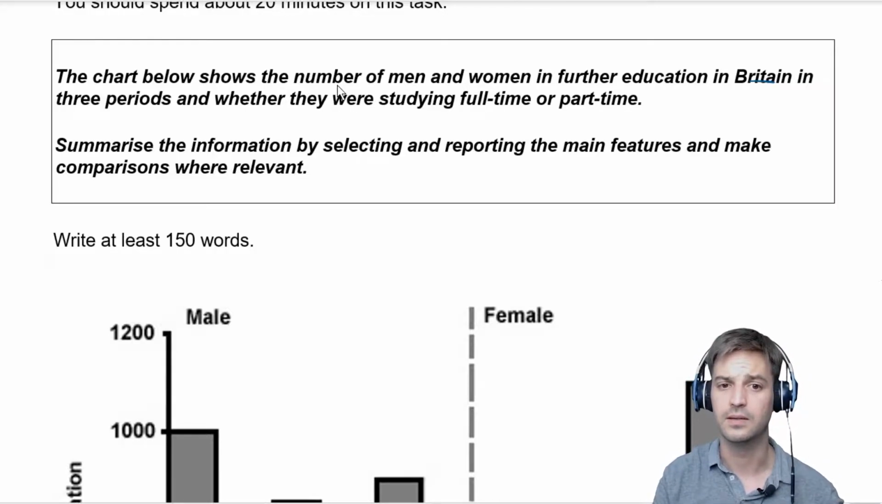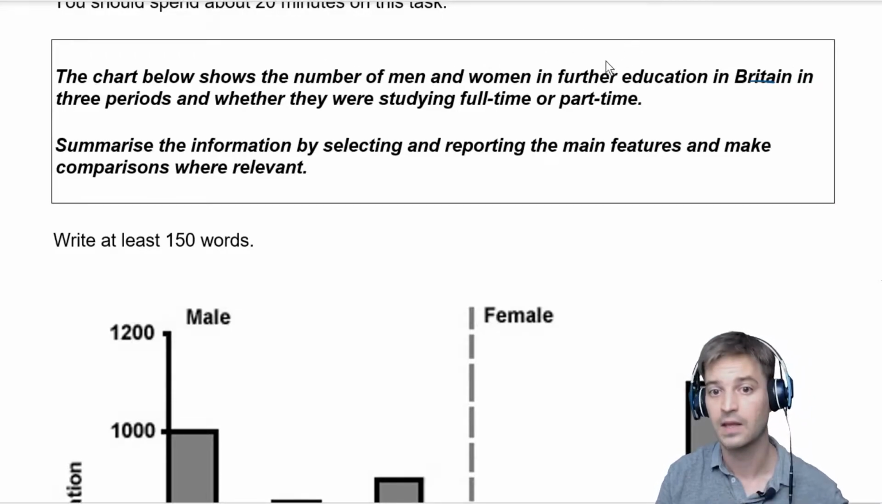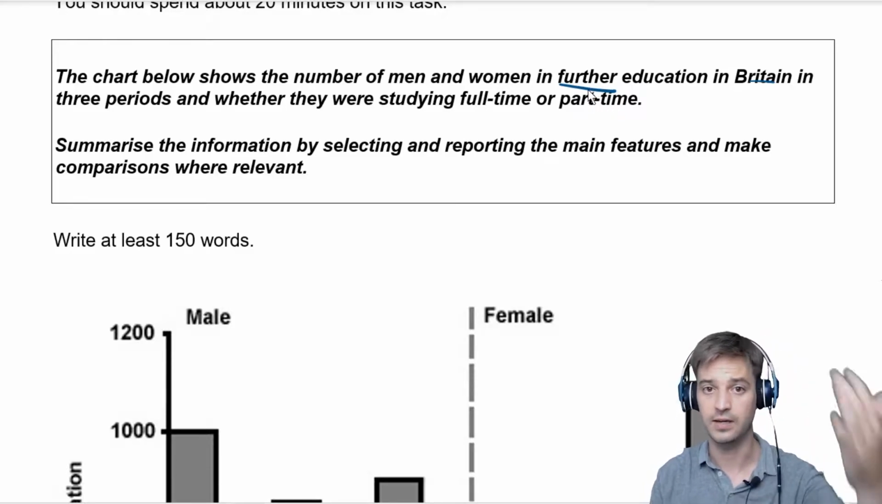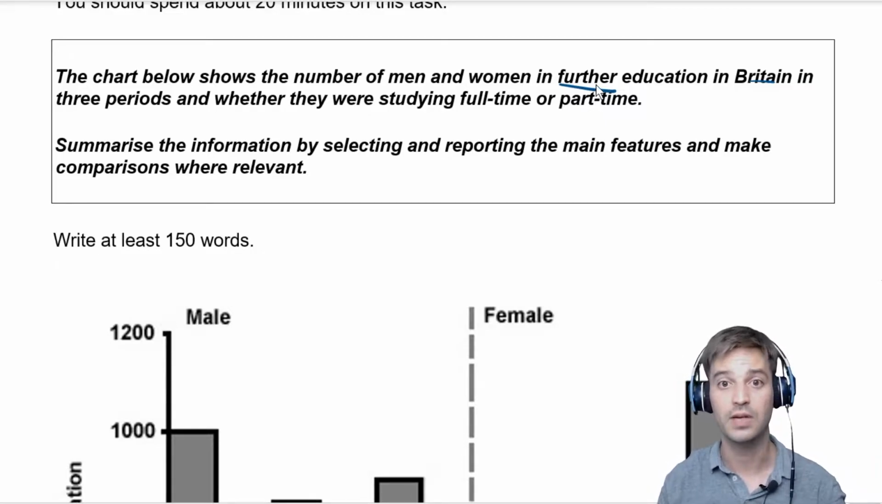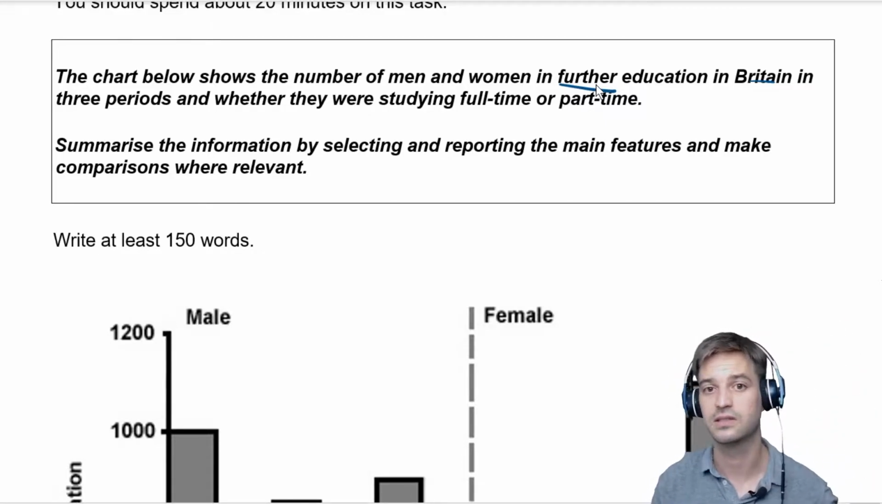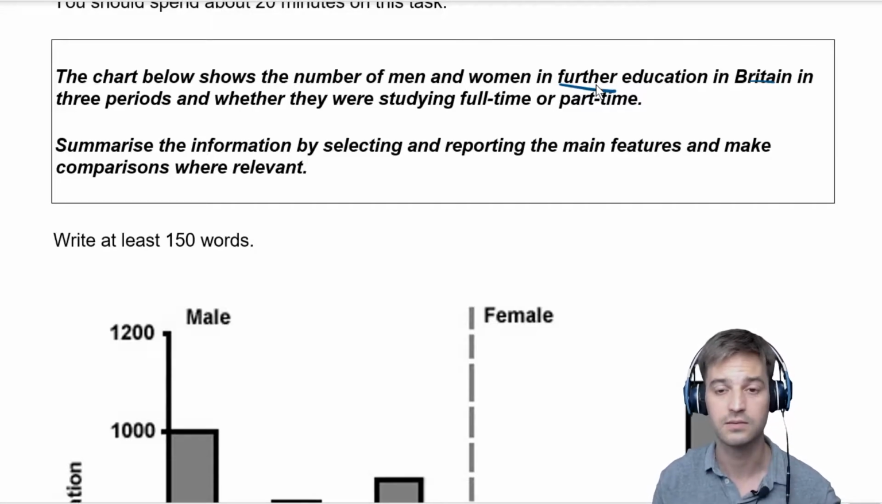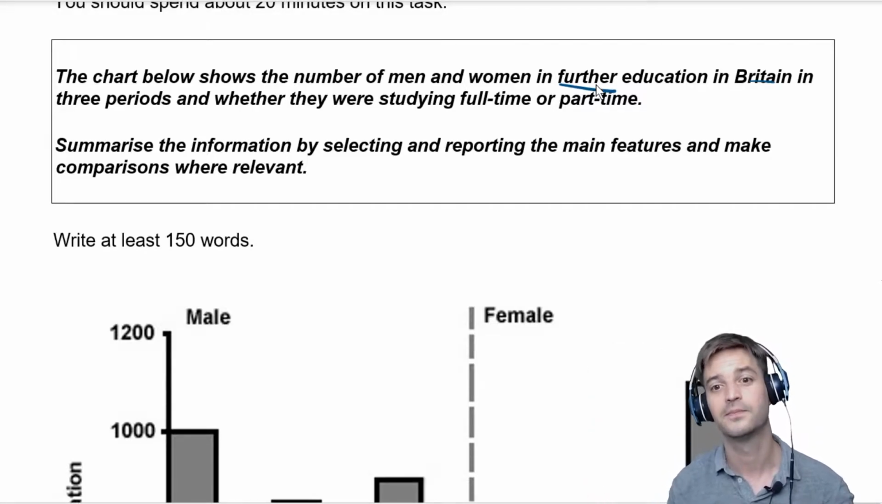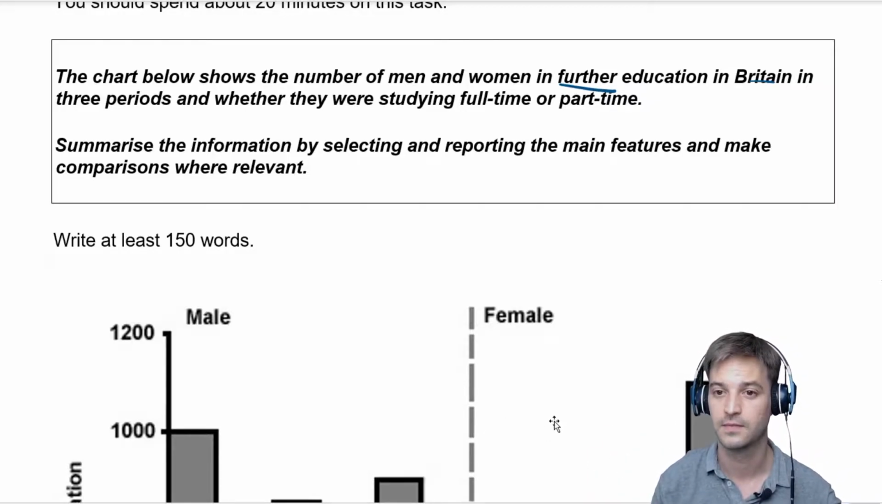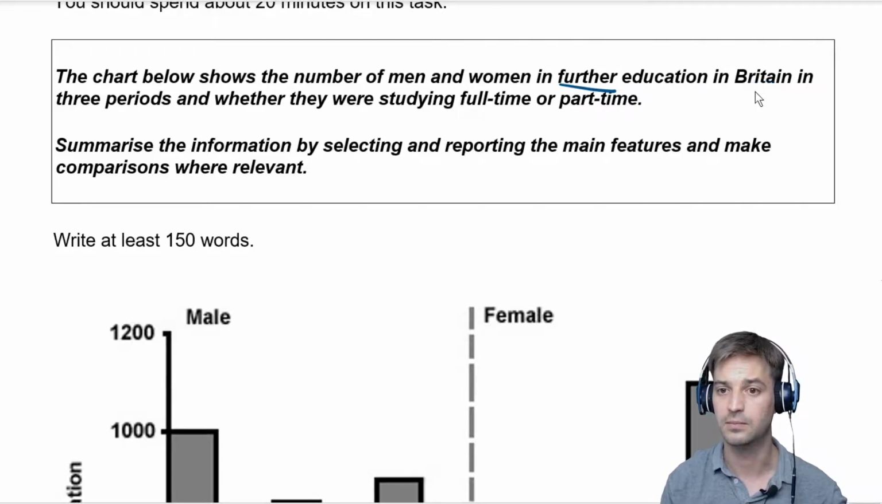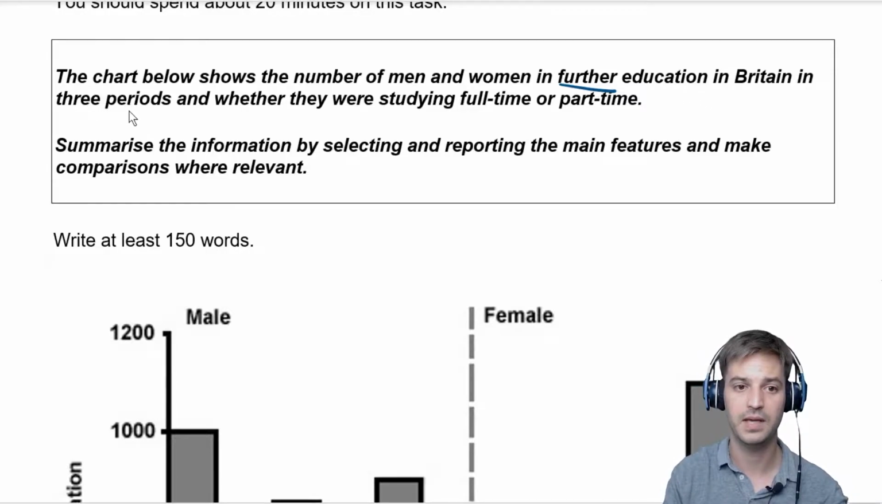So the number, how many men and women in further education. When you're very young, you learn in primary school, primary education. Secondary education is high school. Until you're about 18, you graduate from high school, and then you go to further education, that is university. Okay, and we're talking about Britain, England, in 3 periods.